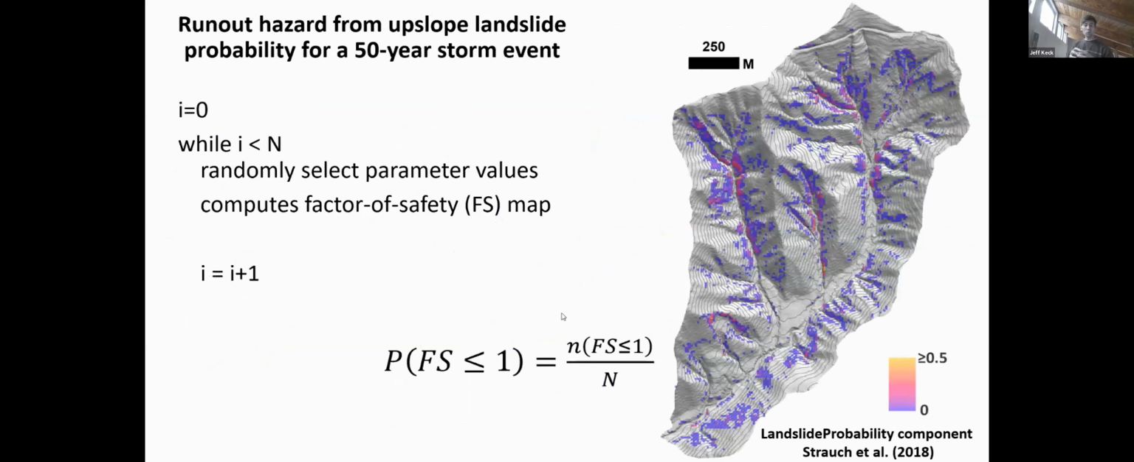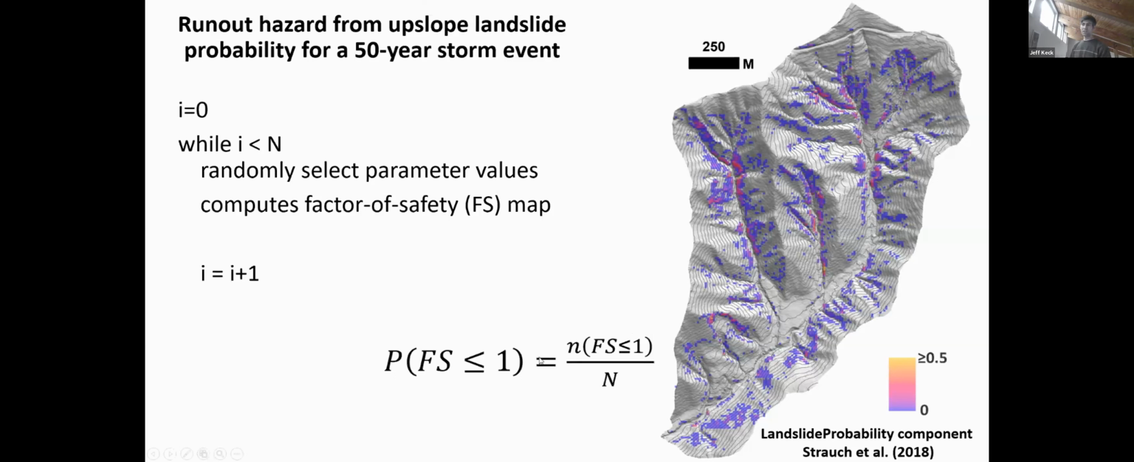Now I'm going to show you how to use the parameterized model to evaluate runout probability at this watershed. So with this, I'm going to couple it to that existing landslide model in Landlab, landslide probability. And the way landslide probability works is it iteratively runs the infinite slope model n times. Each iteration, it samples from a user-defined PDF for each parameter in the infinite slope model and precipitation.